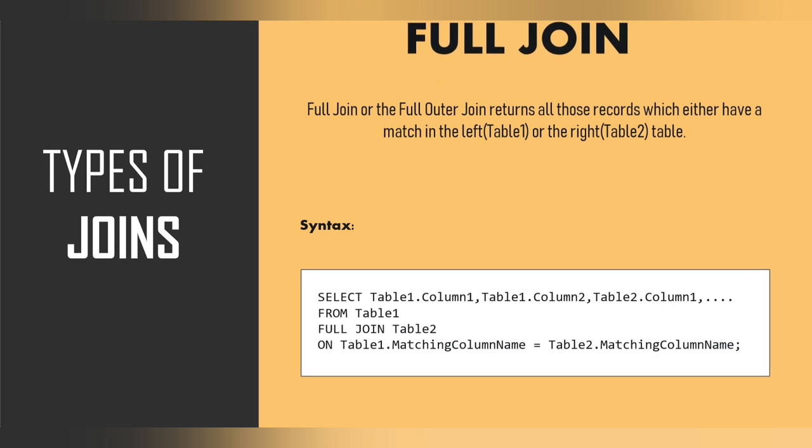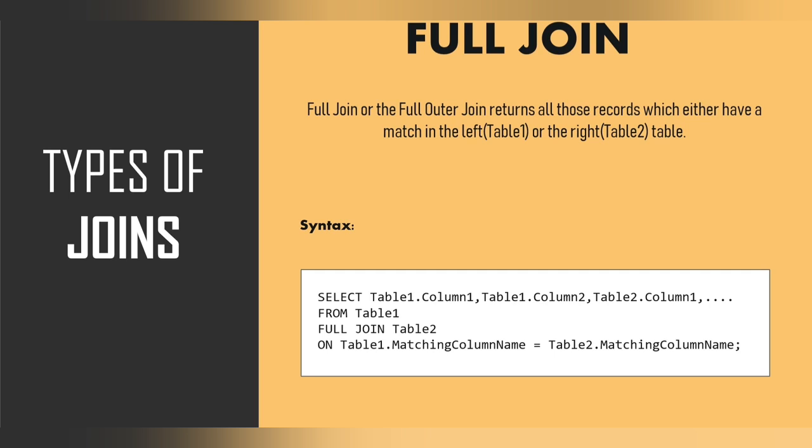So the full join or the full outer join returns all those records which either have a matching value in the left table or in the right table. So basically, if you consider table A and table B and you apply full join on both these tables, then it will return all those records which either have the matching value in table A or in table B. Now the syntax for full join is really simple. It's again the same as the other 3 joins, but you just have to mention the word full join.